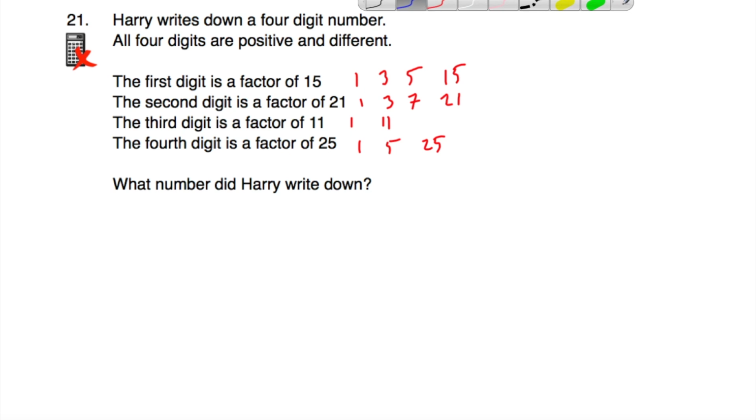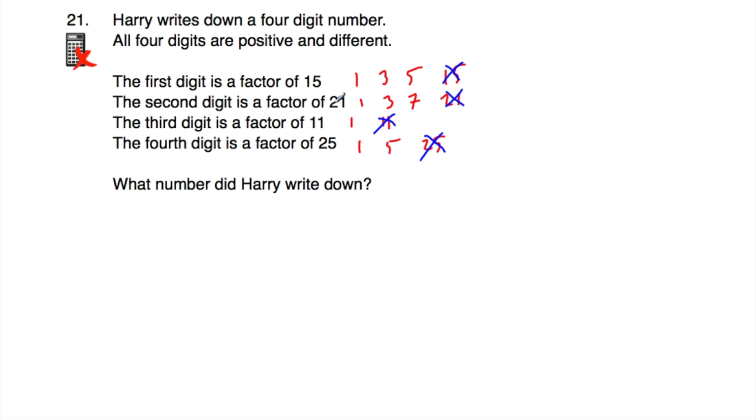Now, I'm actually just going to rule some out because it's a 4-digit number. We can rule out any of the factors that have got more than one digit, because if the first digit is a factor of 15, it can't be 15, it can only be a 1, a 3 or a 5. So I'm going to cross off that. I'm going to cross off 21 because the second digit can't be 21, the third digit can't be 11, and the last digit can't be 25.